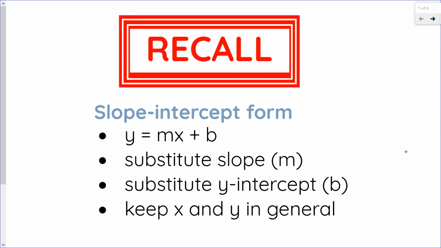Before I get into that though, I want to review with you slope intercept form from our last video. So slope intercept form is the equation of a line, y equals mx plus b. Now it's called slope intercept form because I substitute in my slope and I substitute in my y-intercept, keeping x and y in general. Let's do an example to review.